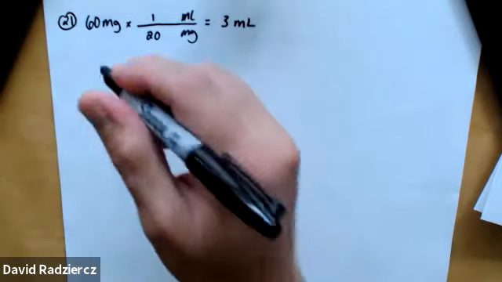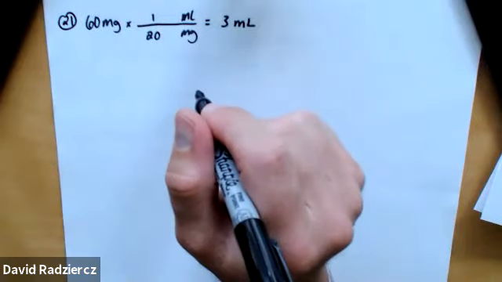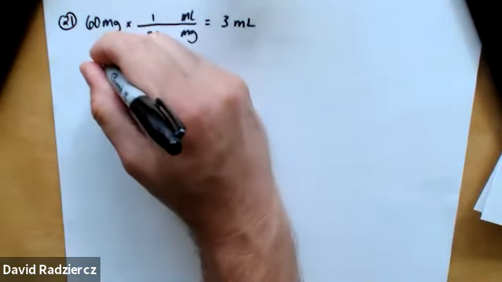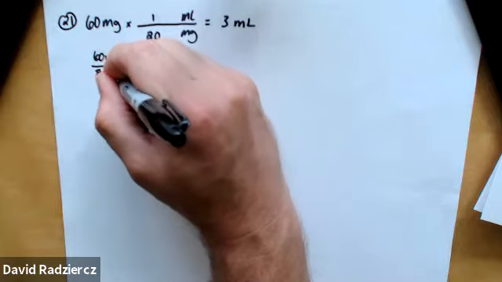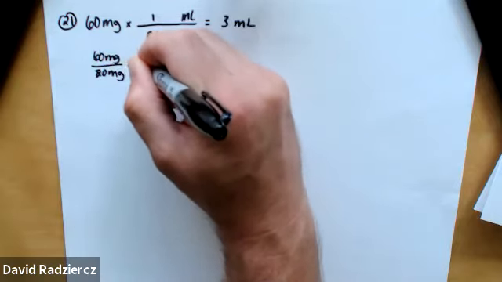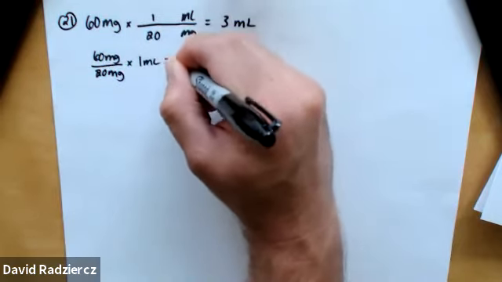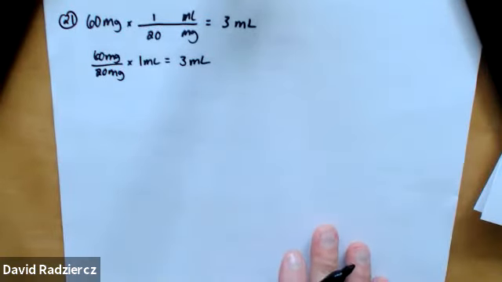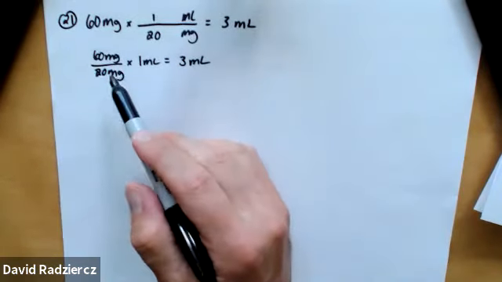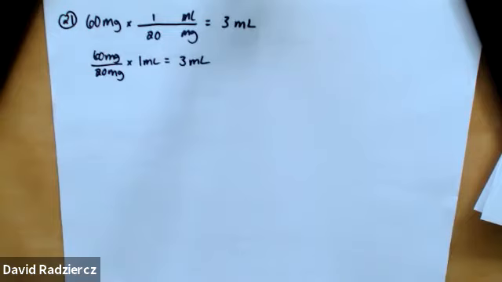Now, if you do ordered over half, the way that would be written out is this: 60 milligrams over 20 milligrams times 1 milliliter would give you the same answer, 3 milliliters. So if you don't like dimensional analysis and you're doing this, that's fine. As long as we're getting the same right answer, then we're all on the same page.